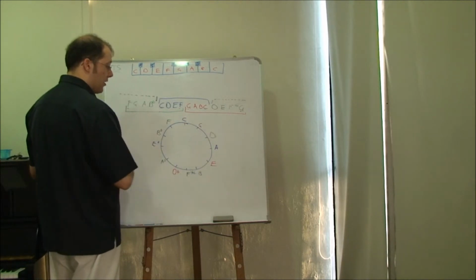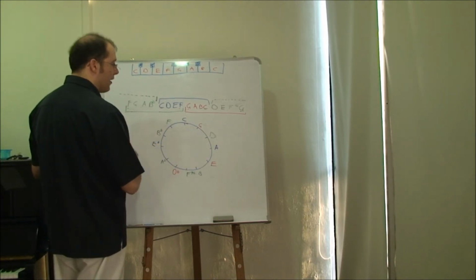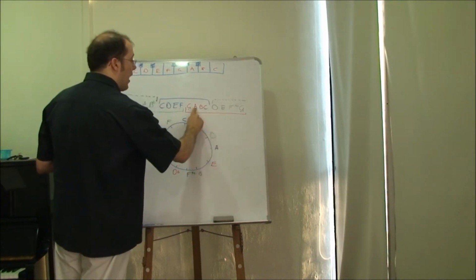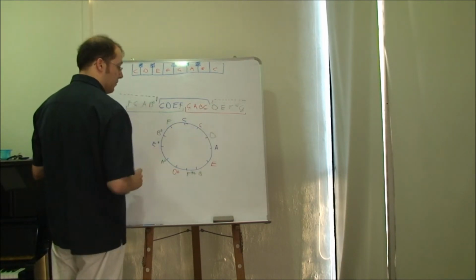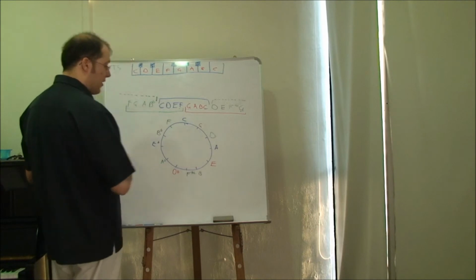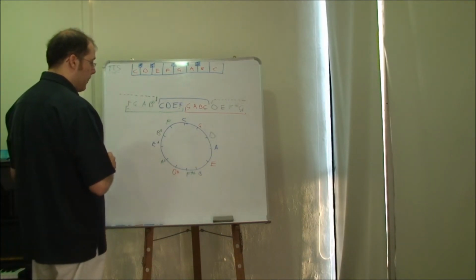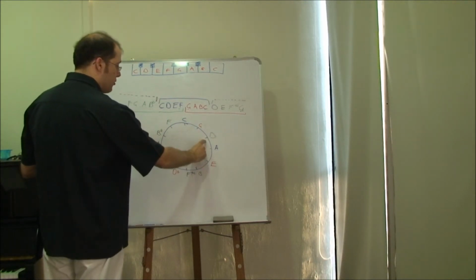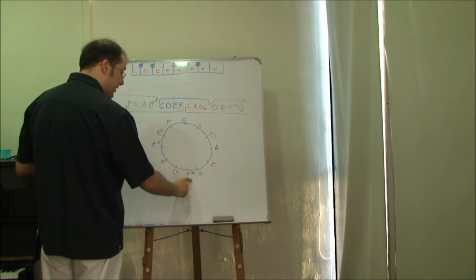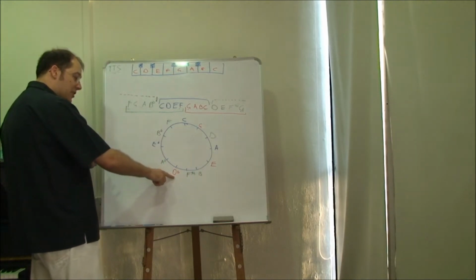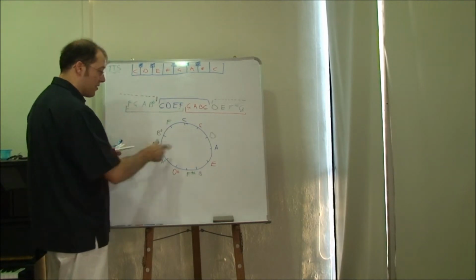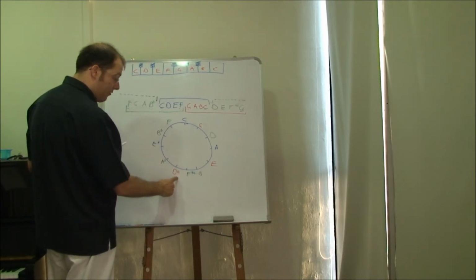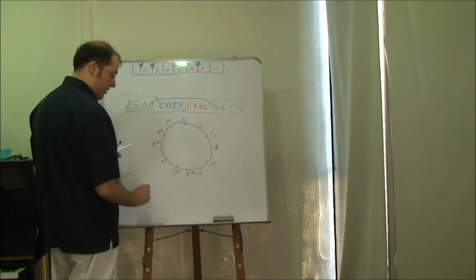So G major has one sharp, D major will have a second sharp, and it will be D, E, F sharp, G, A, B, C sharp, D. And so it carries on like that. And so each one will have, so this will have no sharps, no flats, 1 sharp, 2 sharps, 3 sharps, 4 sharps, 5 sharps, 6 sharps, and this will either have 7 sharps, or if we carry on the other way, this will have 1 flat, 2 flats, 3 flats, 4 flats, 5 flats, 6 flats, 7 flats.